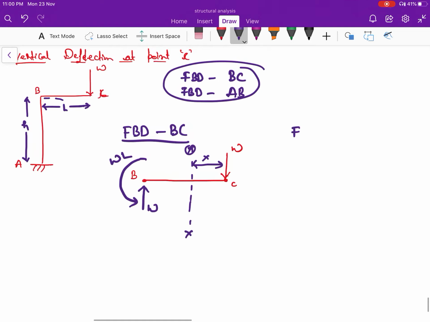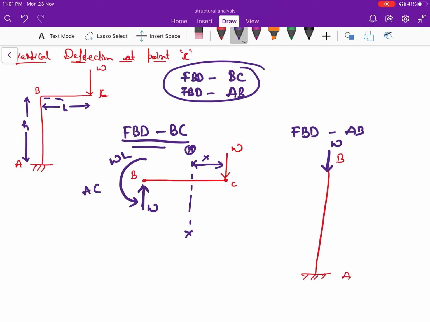Okay, this is the free body diagram for BC, and just for your understanding, I will write the free body diagram of AB. So how to draw the free body diagram of AB? See, it is very simple. This is the point A and this is the point B. In the free body diagram of BC, the load is acting upwards, so now you need to write the load acting downwards. And here you need to see, in the free body diagram of BC, what is the moment?